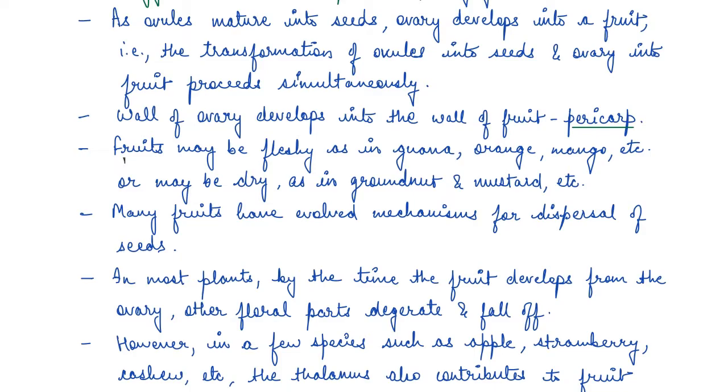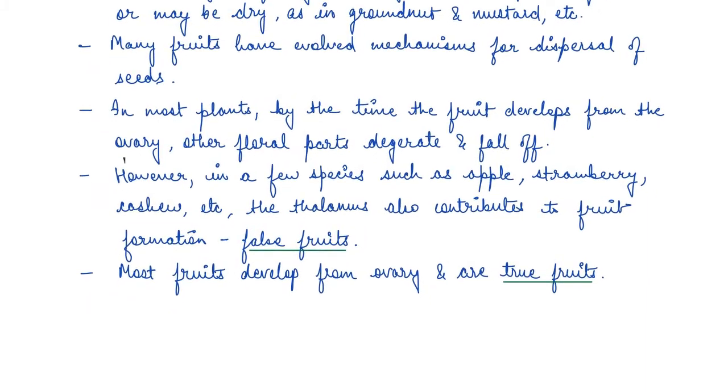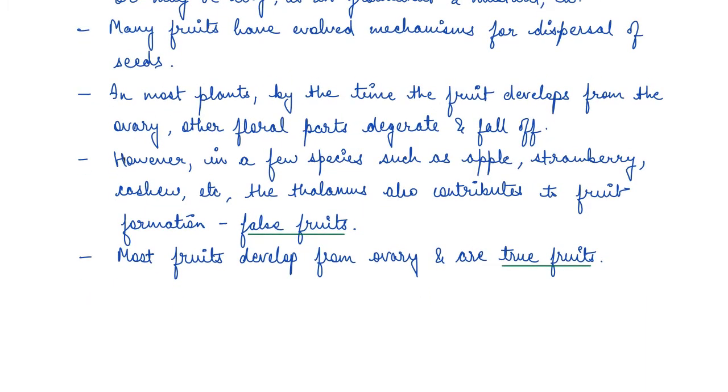But in some species such as apple, strawberry, or cashew, you have seen that the thalamus is attached, and that also contributes to fruit formation, right? In those cases, where the thalamus contributes to fruit formation, such fruits are known as false fruits, right? But most of the fruits develop from the ovary, and such fruits are known as true fruits, right?